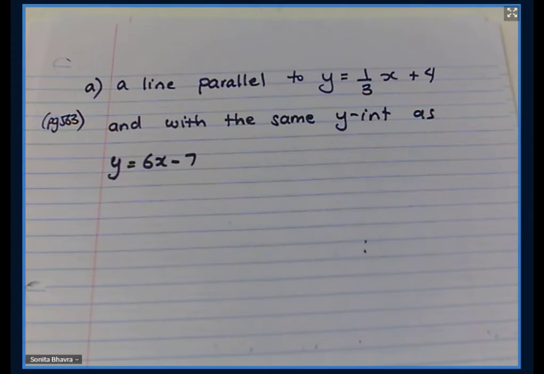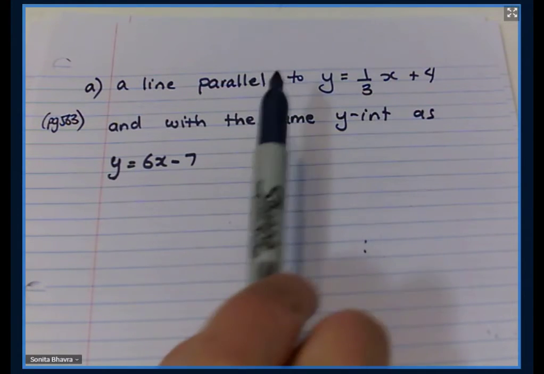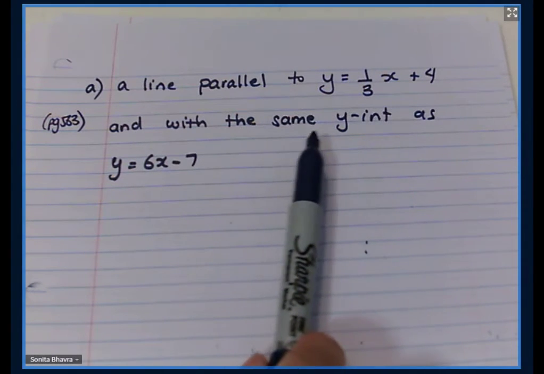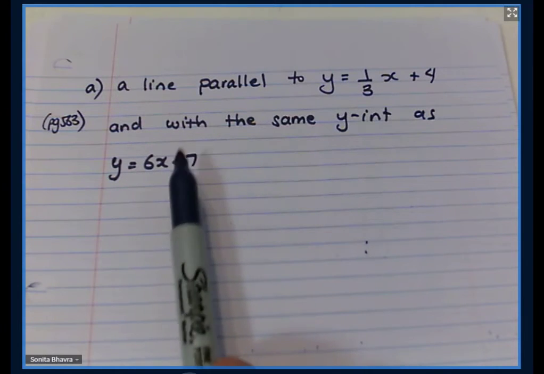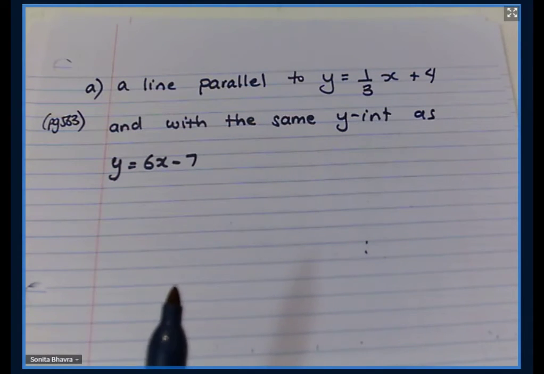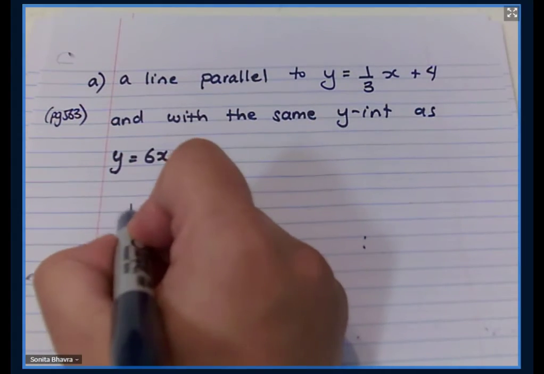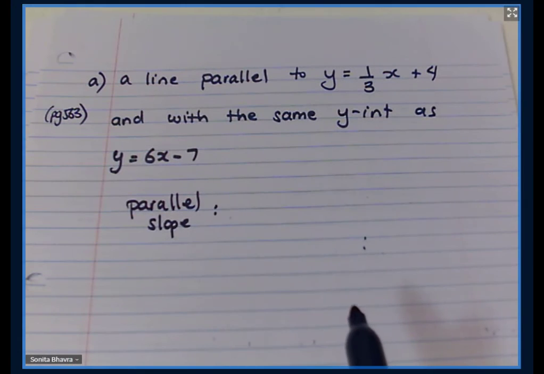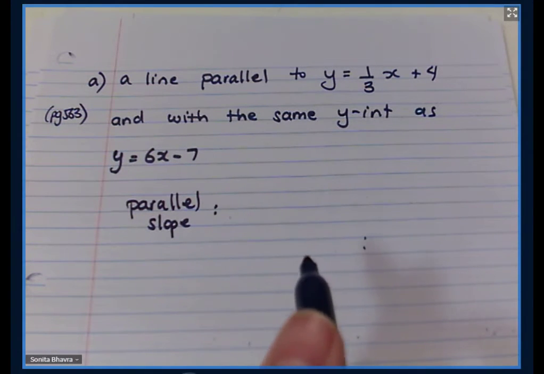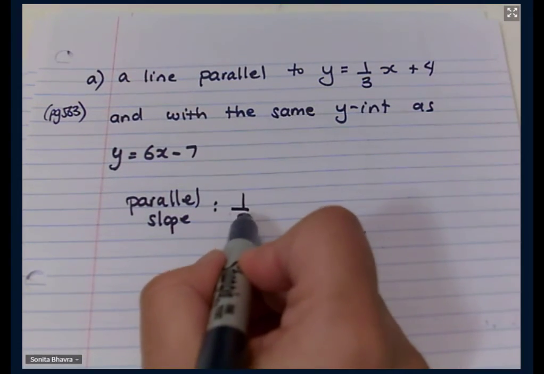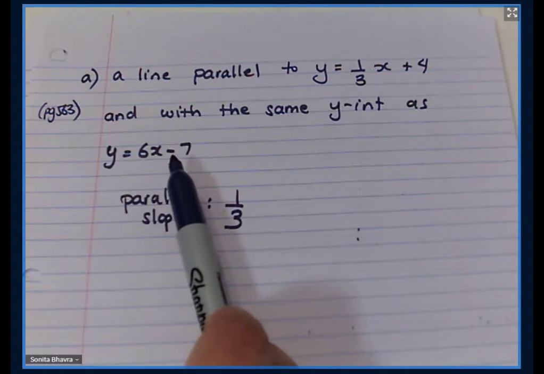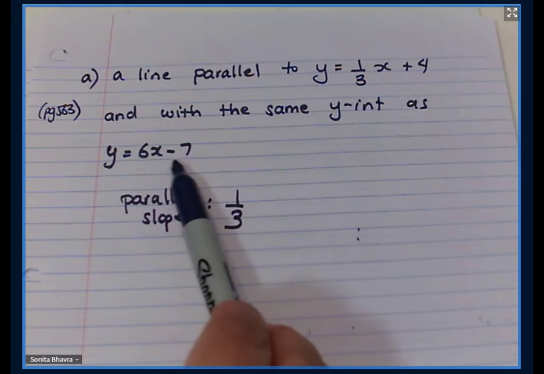So our next example, we have to come up with the equation of a line that's parallel to y equals 1 over 3x plus 4, and it's going to have the same y-intercept as y equals 6x minus 7. So this line that we are looking for, if it's going to be parallel, remember slopes of parallel lines are the exact same, so our slope would be 1 over 3. And it says it has the same y-intercept as y equals 6x minus 7. The y-intercept for this line is negative 7.